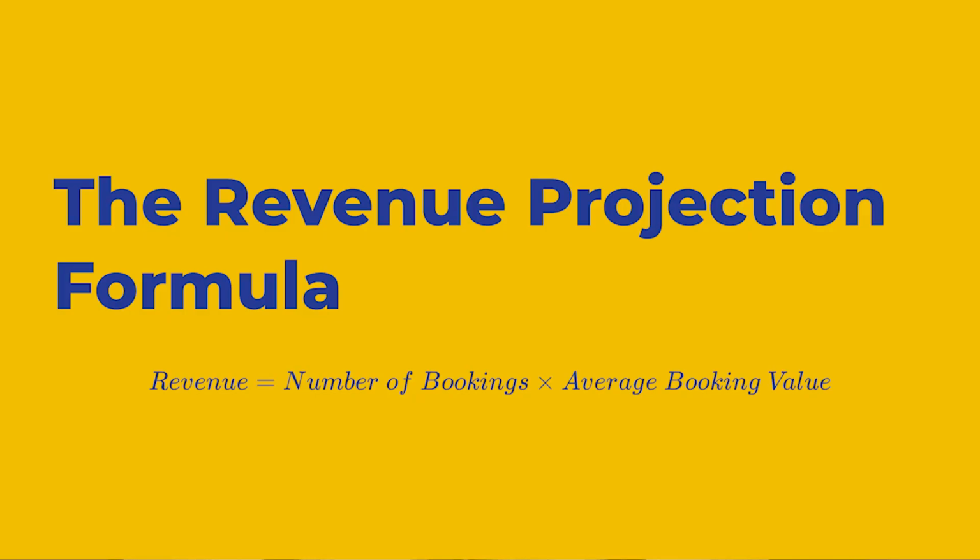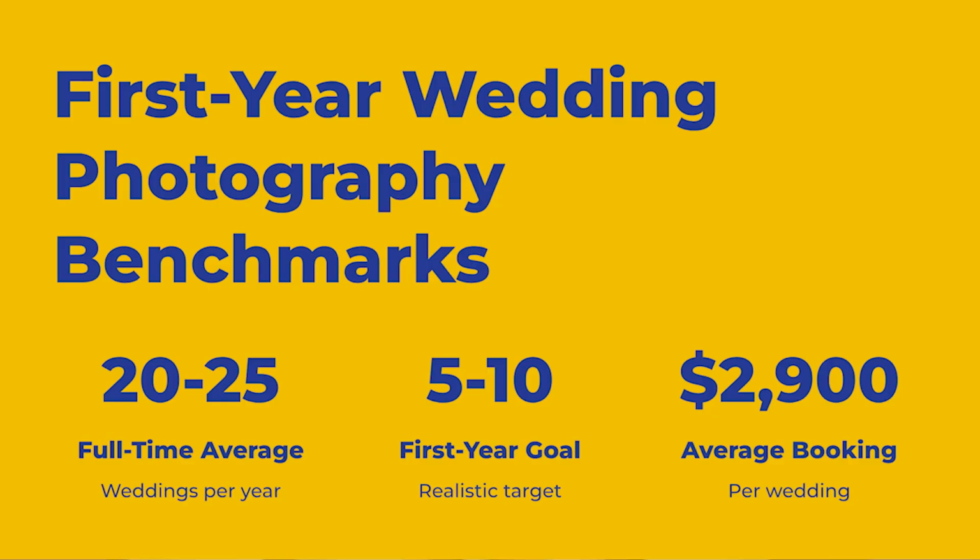Revenue projection is simple math, but requires honest inputs. The formula is straightforward. Revenue equals number of bookings multiplied by average booking value. The challenge is estimating realistic booking numbers for your first year. Full-time wedding photographers shoot an average of 20 to 25 weddings per year. If you are starting out, a realistic first-year goal is 5 to 10 weddings, at an average of $2,900 per wedding. That is $14,500 to $29,000 in wedding revenue.